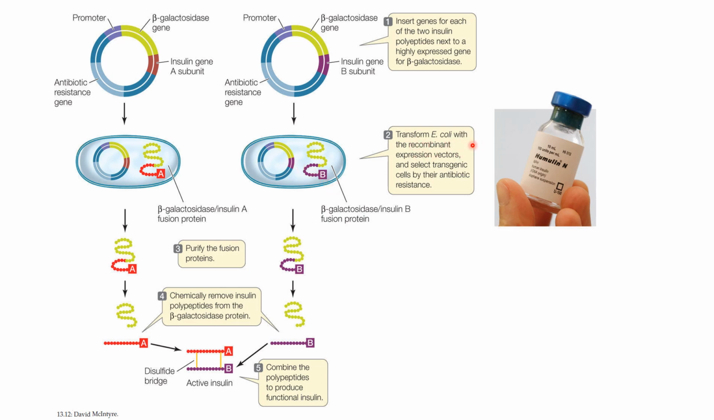Step number 2: transform E. coli with the recombinant expression vectors and select transgenic cells by antibiotic resistance. From the previous presentation, we know that there are cells of E. coli that are going to take up our plasmids, and then there are those that will not. The cells of E. coli that take up our plasmid will be resistant to an antibiotic. This can be tetracycline, or let's say ampicillin. So you culture them and add ampicillin to the culture. Those that carried our plasmid are going to be resistant because they carry an antibiotic resistance gene. While the bacteria that are not carrying the plasmids that contain our gene of interest will not be resistant, and so they'll be eliminated or killed in the presence of these antibiotics. So you transform and then select, so that at the end of the day you only have cells carrying our genes of interest.